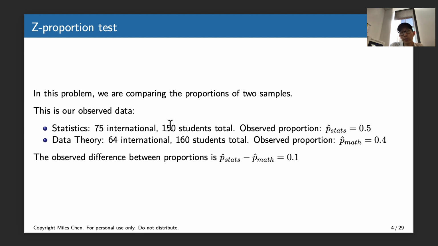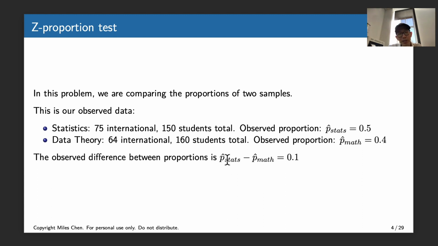Again, this is what we've observed in our data. In stats, we have 150 students total, 75 are international. So our observed proportion p hat for stats is 0.5, 75 divided by 150. For data theory, I have 160 students total and 64, so 64 divided by 160. Data theory isn't math, but it's a little more math heavy, and to keep the symbols short and easy, I'm going to write p hat math, which is 0.4.